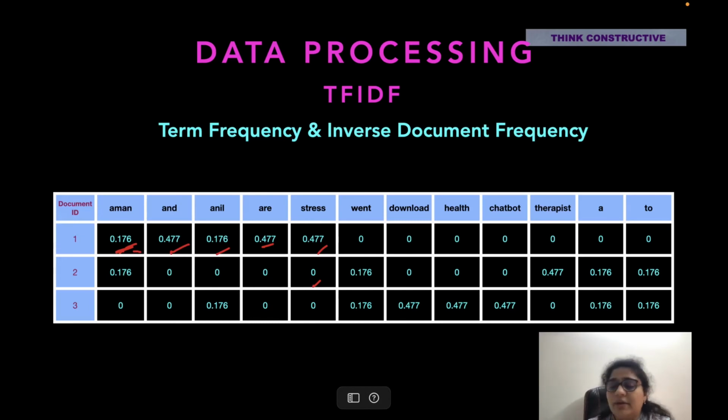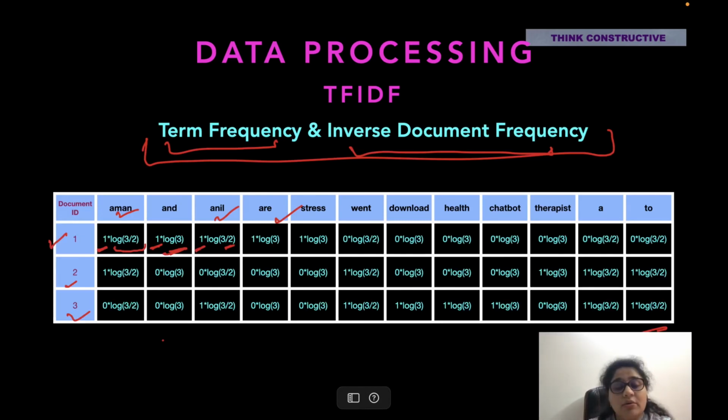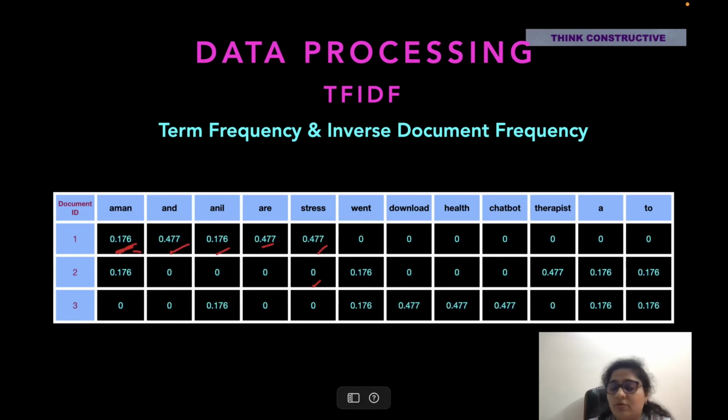Okay. Likewise, in case of AND, 1 into log 3. I mean log 3's value is 0.477 into 1. So it will be like this. Okay. So after reaching till here in this table, if you notice, let's say we take the high value, which is in this table is 0.477. So download. It is a high value word, health, chatbot, like this. Okay.